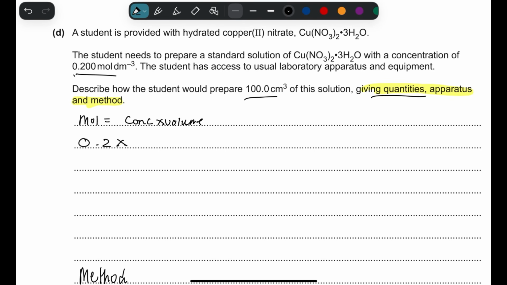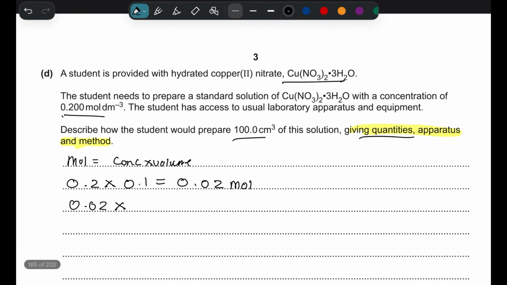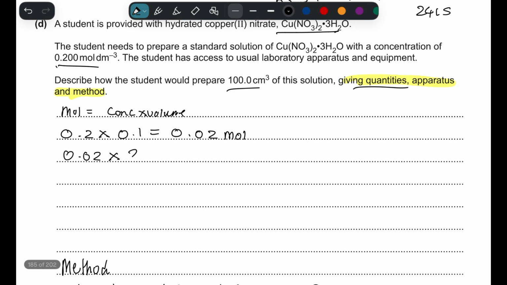So let's do the 0.2 multiplied by the volume. This is in centimeter cubed, so in decimeters cubed it's 0.1. We're going to get 0.02 moles. Then moles multiplied by molar mass is going to give us our mass, right? So with this 0.02, we're going to times it by the Mr of this whole compound. 63.5 is copper, plus nitrogen is 14, there's 2 of them, so 28, plus oxygen, there's 6 of them, so 16 times 6, 96, plus 18 times 3. That's going to give us 241.5. So multiplied by 241.5, that gives us a mass of 4.83 grams.